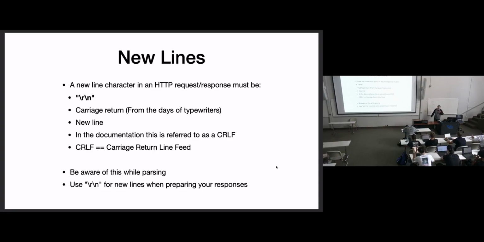You're going to have these \r's just hanging out at the end of your string, so if you're checking for string equality, it's not going to be equal to what you expect because you have this trailing \r. So something to keep in mind when you're parsing and writing responses. \r\n, CRLF, carriage return line feed. This is how our new lines are in HTTP. Throughout the entire course, this is how the new lines are, because we're using HTTP throughout the entire thing.